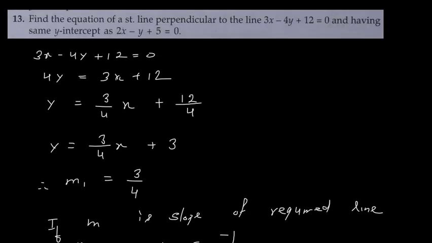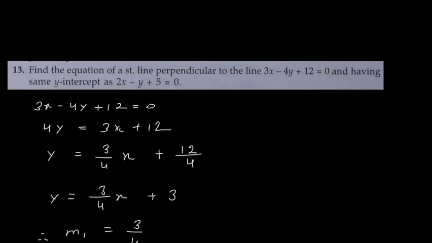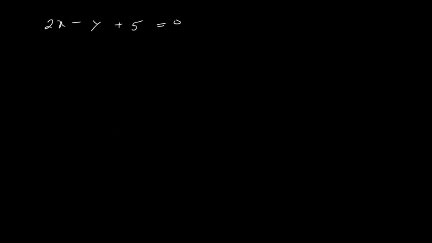Next there is one more line, and the y-intercept of that line is the y-intercept of our required line. So I will write the second equation, 2x minus y plus 5 equal to 0. This implies y is equal to 2x plus 5. So here I have the y-intercept equal to 5.